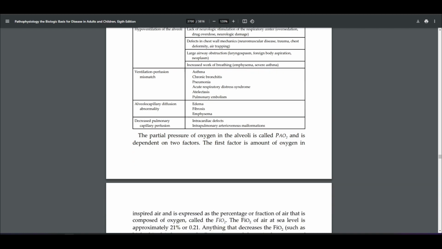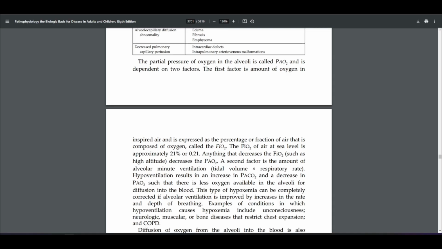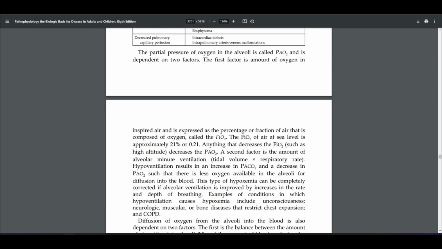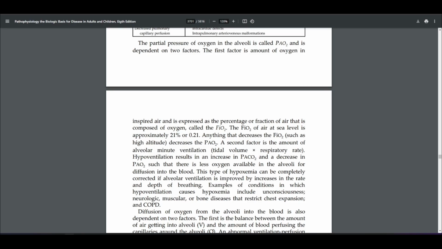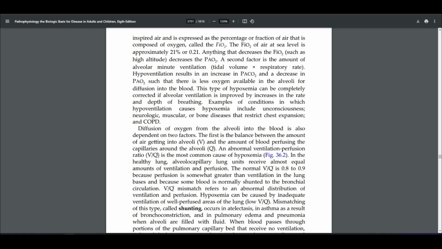So, all of these, the partial pressure of oxygen in the alveoli is called PaO2 and is dependent on 2 factors. The first factor is the amount of oxygen in inspired air and is expressed as the percentage or fraction of the air that is composed of oxygen, called the FiO2. The FiO2 of the air at sea level is approximately 21%. Anything that decreases the FiO2, such as high altitude, will decrease the PaO2. The second factor is the amount of alveolar minute ventilation, that is, tidal volume times the respiratory rate.